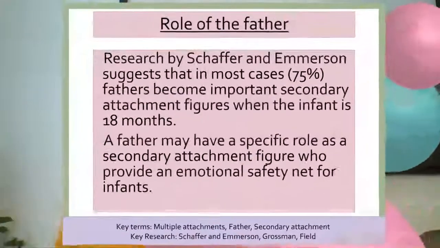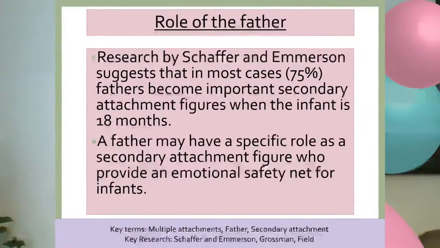Schaffer and Emerson's research that we looked at last lesson when we looked at the stages of attachment, they found that in terms of multiple attachments, 75% of the infants had a secondary attachment with their fathers when they were 18 months old. This might suggest that a father has a specific role in terms of secondary attachment, and it might be that they provide an emotional safety net for infants. This means that when mum's not available, dad's there for me. It's like a safety net. It's like, if anything happens, I've still got you.